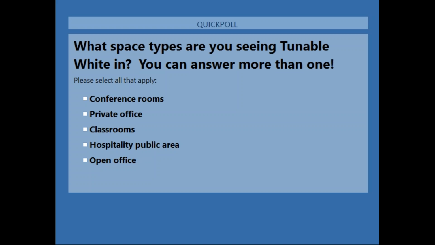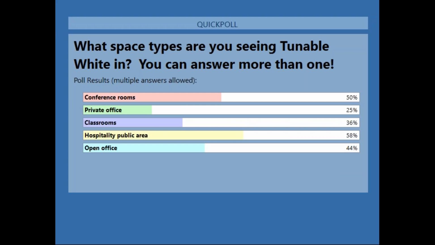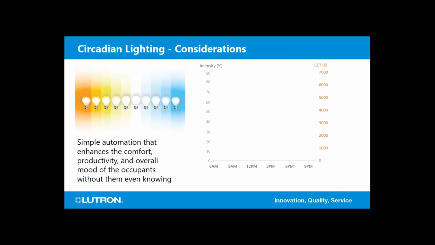And a lot of this lines up with what we've seen so far as well, is that it's used in a variety of space types. It kind of depends on the job, but really all of these space types have different applications, and the solution that you want in one might be different. The solution in a private office is probably different than a hospitality public area. So, all right, Craig, if you could go through an example.